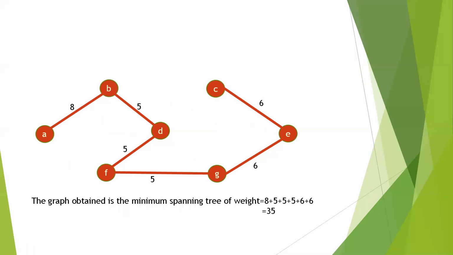So the minimum spanning tree is like this, and its weight is equal to 8 plus 5 plus 5 plus 5 plus 6 plus 6 equal to 35. So in this way, we can find out the minimum spanning tree using Prim's algorithm. Thank you.